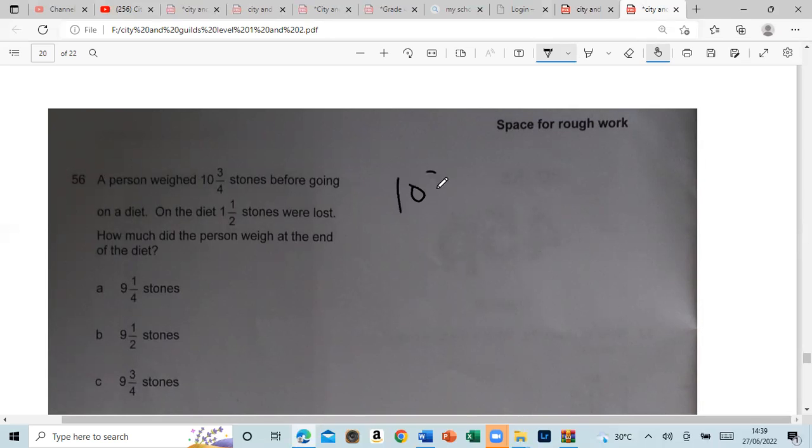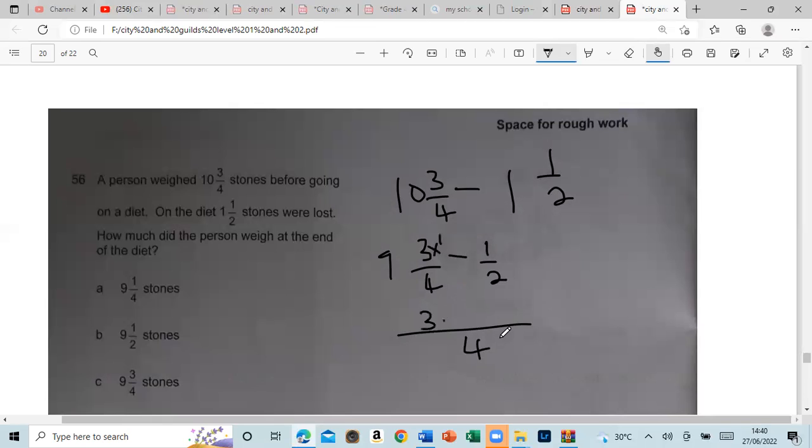So that's 10 and 3 quarter minus, just do it so you guys can see, minus 1.5. Alright, so we get 10 and 3 quarter minus 1 and a half. 3 1s 3, 2 2, so that's a quarter. Alright, so that's 9 and a quarter. So that's 8. Let's move on to 57.